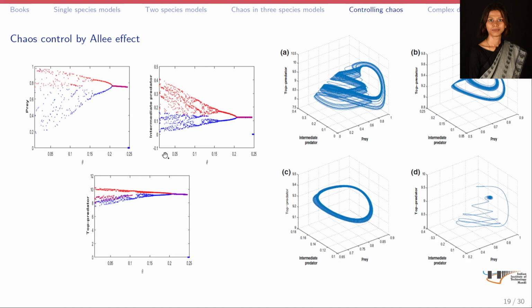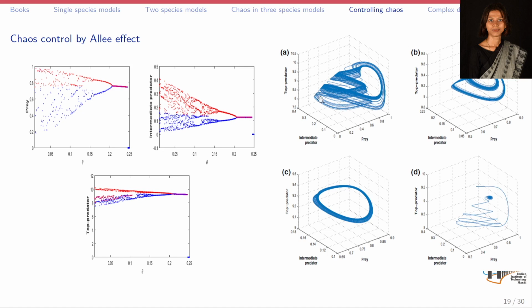For the intermediate predator, we also see a similar pattern. The chaotic dynamics changes into stable dynamics as the allele effect increases. In the top predator population as well, as we introduce theta into the model, which is the allele effect, and increase its value, the chaotic dynamics changes into stable dynamics. Now this can also be seen from this phase portrait, or phase space plot.